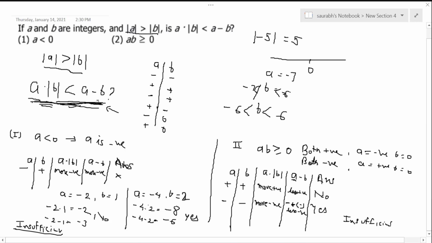So now what do we do, guys? Then we need to merge the information from both statements. If we merge the information, what are the possible scenarios that we'll be getting? A is negative, and both are of the same sign. That means from the second statement, A and B both must be negative. Exactly. So if you club the first and second statements, the first statement gives you A is negative and the second statement gives you that both are of the same sign, right?